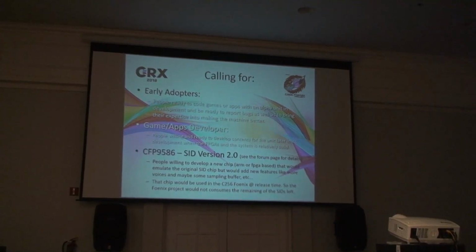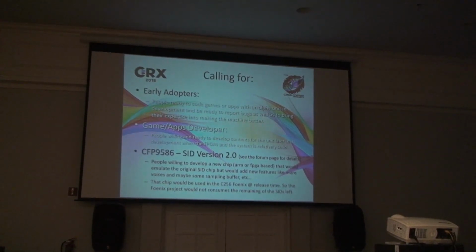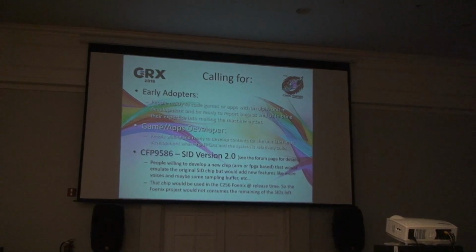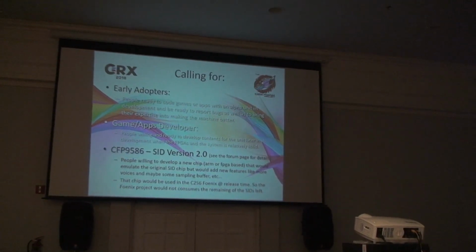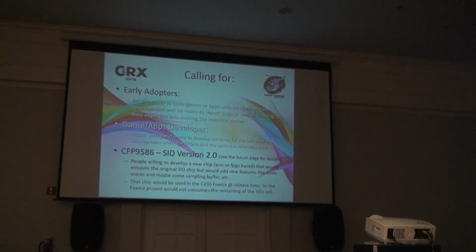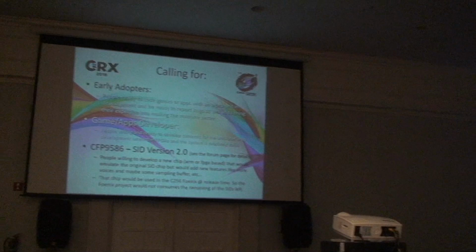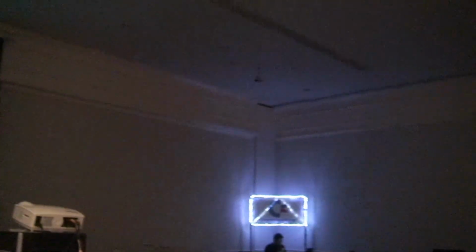The final thing is that I already posted that on my forums, and it's about this, the name I gave it, the CFP, the C256 Foenix Project. 9586, this is the SID version 2. Okay, so I know supplies of SIDs are running out. I don't want to impede on them, I don't want to take them all. That's the last thing I want to do, but I want something new.